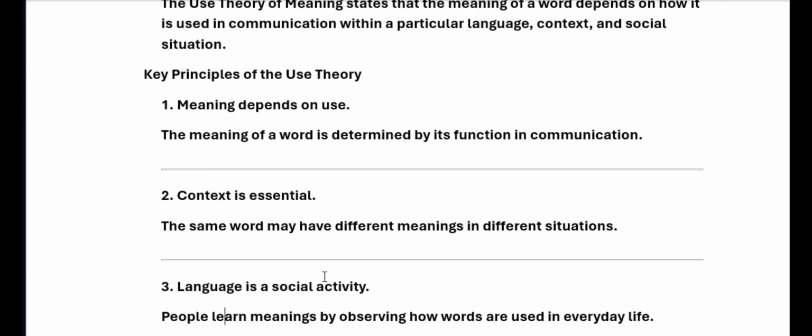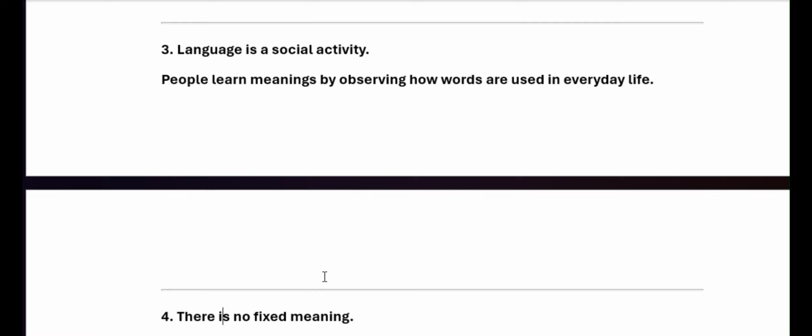For example, the word head, same word, you cannot understand it unless you know the context, how it is used. Language is a social activity. People learn language by observing how words are used in everyday life. Okay, there is no fixed meaning. Words can have different meanings depending on the speaker, listener, and context.